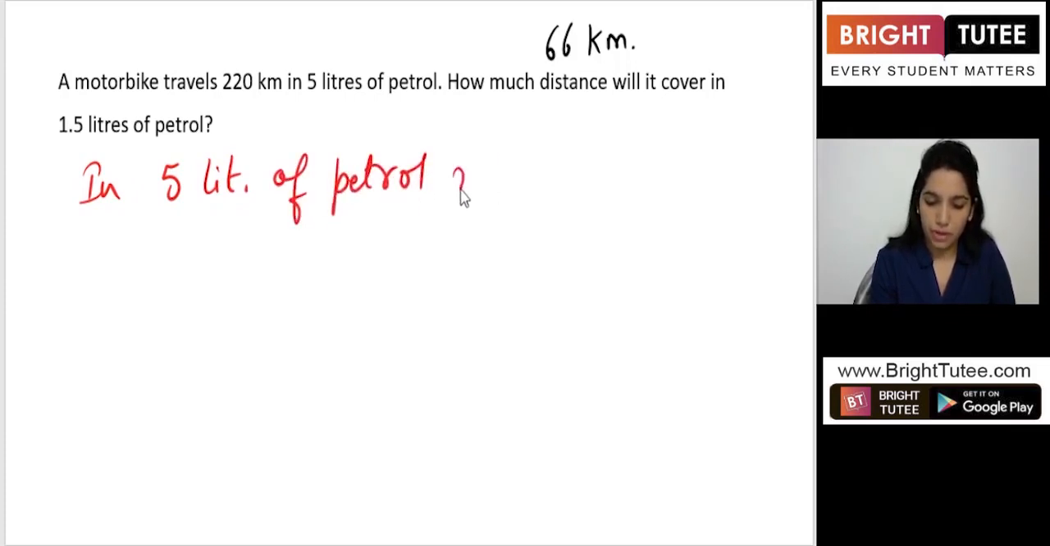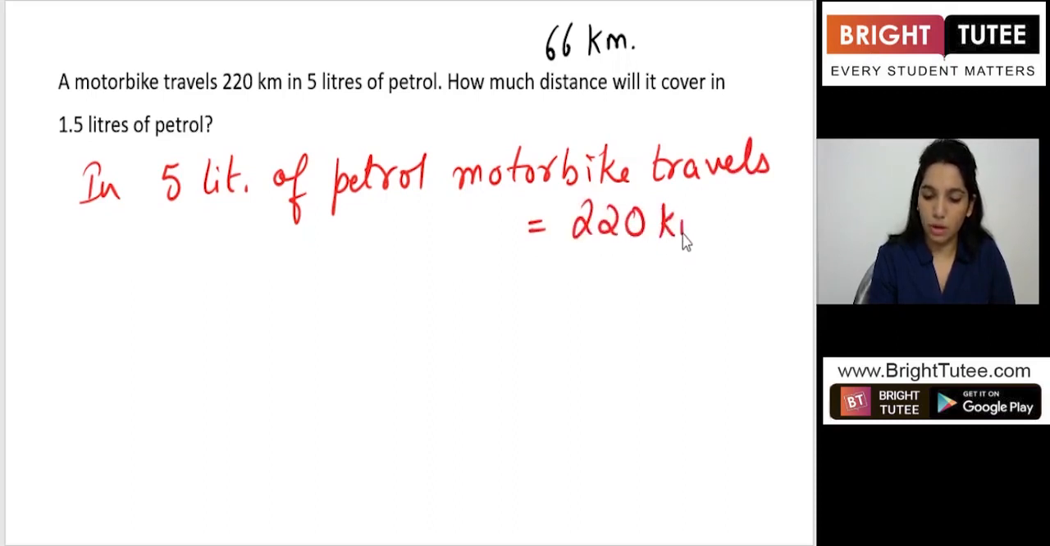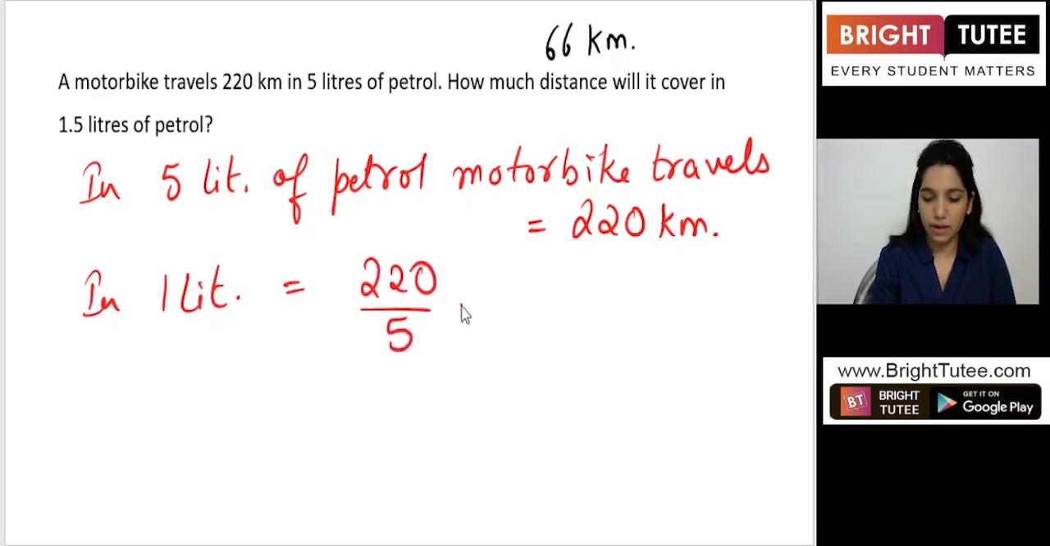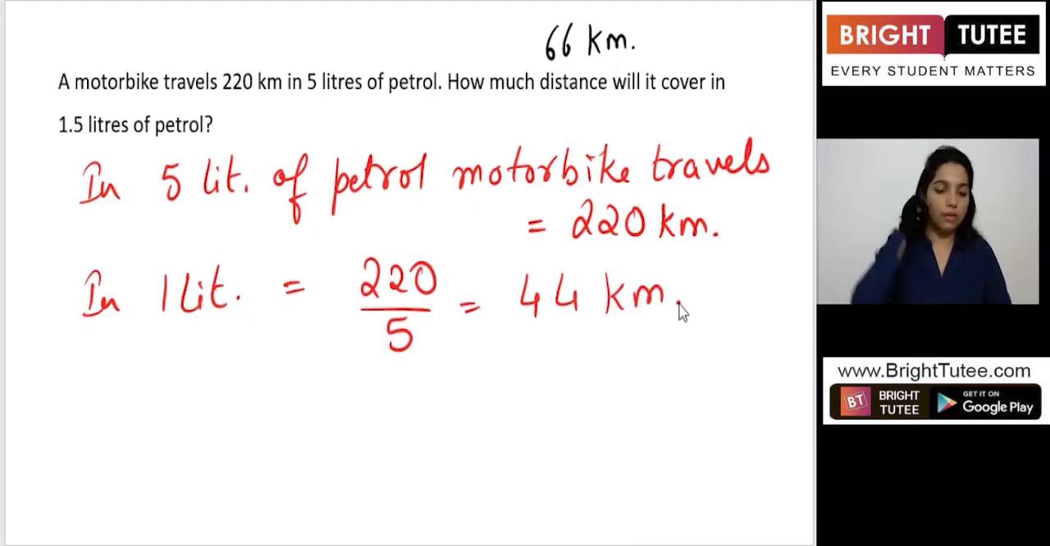Okay. So here it says that in 5 liters of petrol, the motorbike travels 220 kilometers. Now, in 1 liter, how much will it travel? It will be 220 divided by 5. So let us see what is 220 divided by 5. It is 44 kilometers. Now we know that for 1 liter it will travel 44 kilometers.